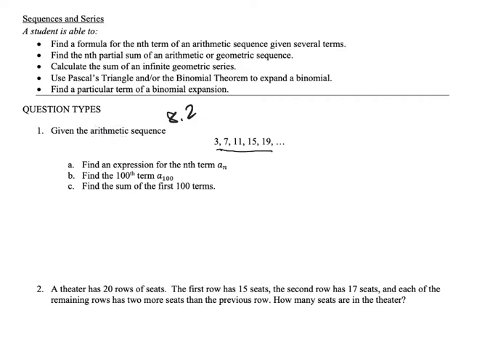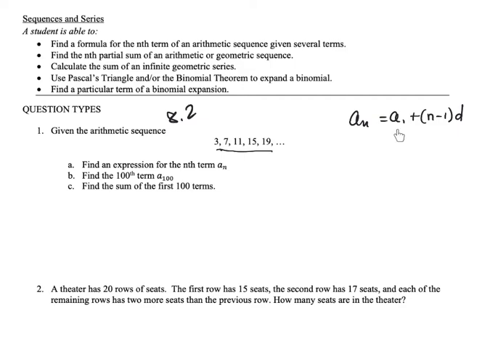Okay, good. Find the expression for the nth term. Now, I was going to show you. You will have a formula sheet on the final exam that gives all the formulas for Chapter 8. And one of them on there is this one. This is the nth term of an arithmetic sequence. So it would really just be up to you to know what the different things are.